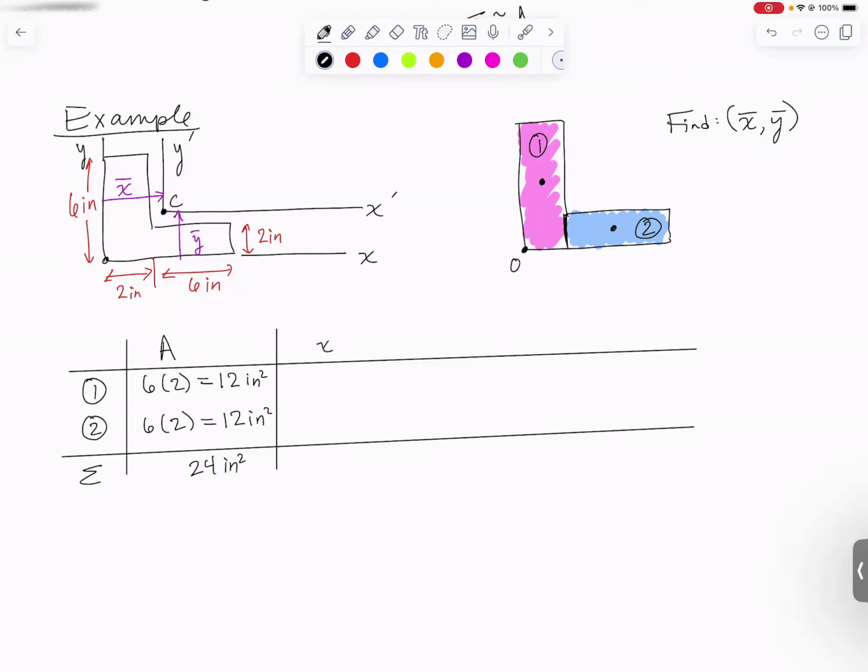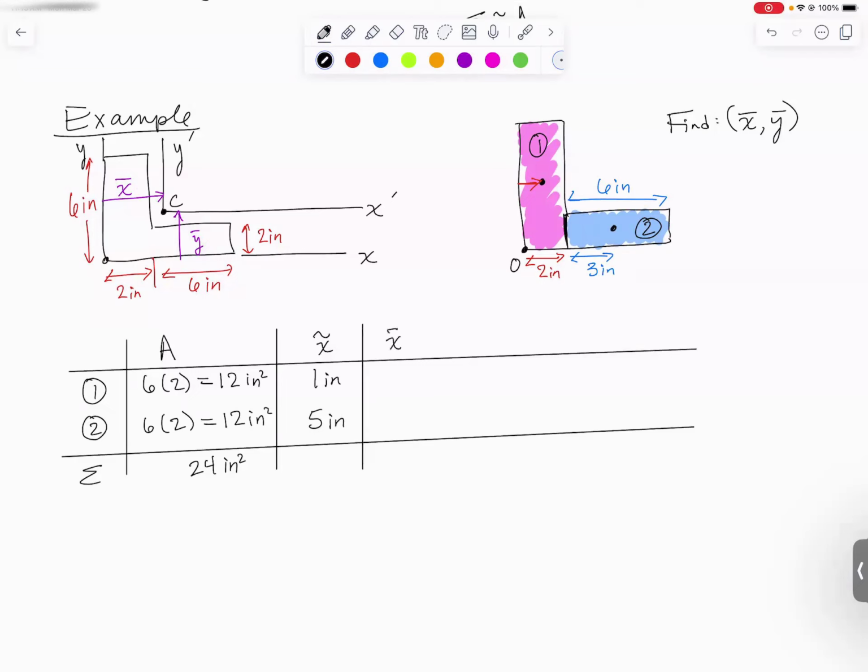I also need to find the x coordinates of the centroids for each of the rectangles. So for my pink rectangle, the whole thing is 2 inches wide. So my centroid would be 1 inch over. Call that 1 inch. And for my blue rectangle, the whole blue rectangle is 6 inches wide. Half of that would be 3, so I need to come over here 3 inches, but now I need to measure that centroid location all the way back to the origin. So I'm going to write this x tilde down as 5 inches.